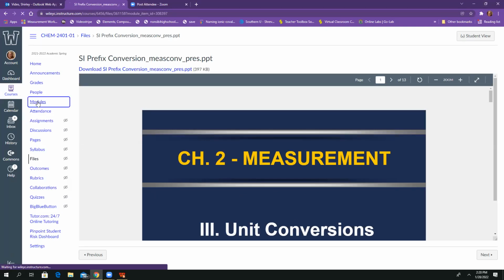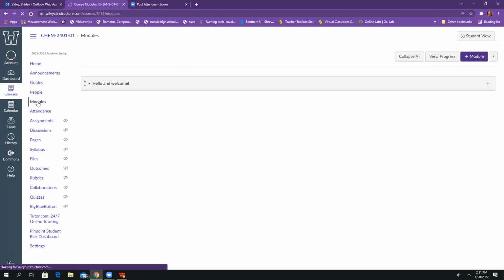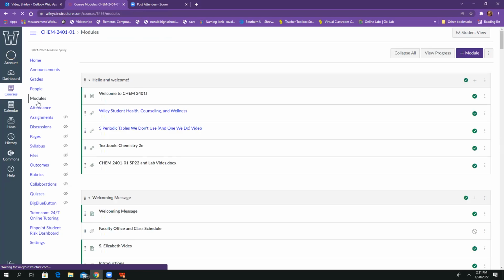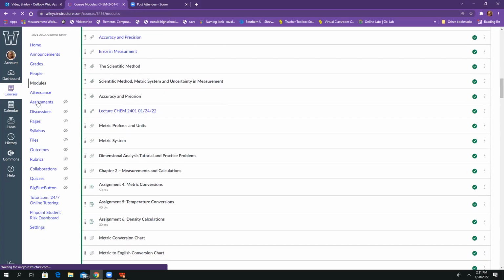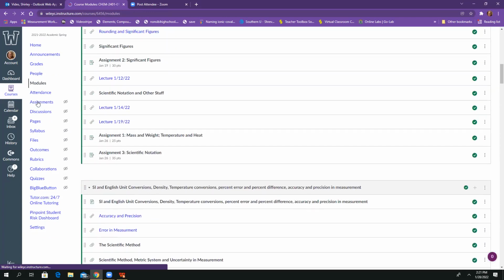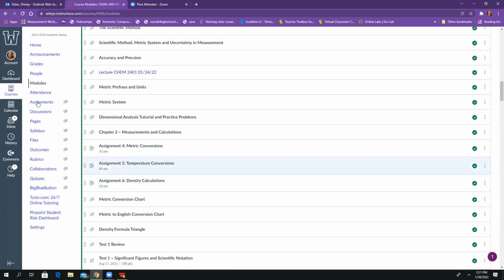module here. So you can print them out and have them ready for yourself every time that we do this. Okay, sorry, there we go. We're here and it says metric conversion chart and metric to English conversion chart. You want both of those, okay? So remember, get metric conversion chart and metric to English conversion chart. I'll show you what they look like.